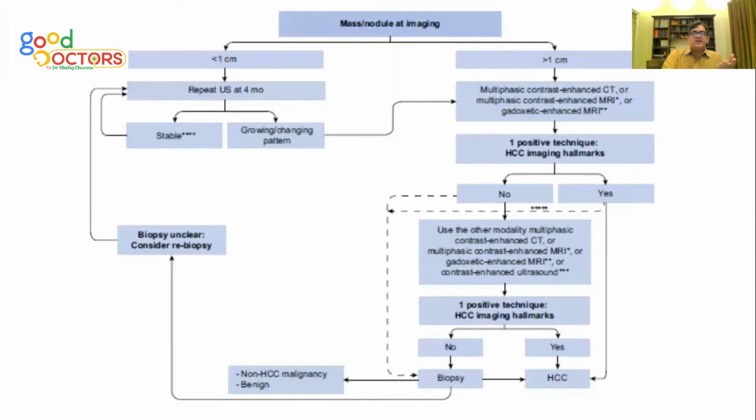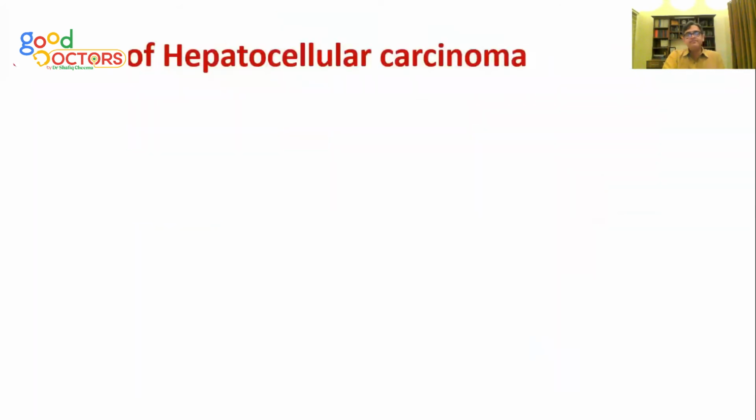So in short, if the size is less than 1 centimeter, we'll repeat imaging in 3 months' time. But if the size is more than 1 centimeter, we are going to use either triphasic CT scan or contrast enhanced MRI. And if one imaging modality is not giving you a clear-cut answer, you will use the second modality. And if both are equivocal, then we'll go for liver biopsy. That's how we approach the diagnosis for these patients.